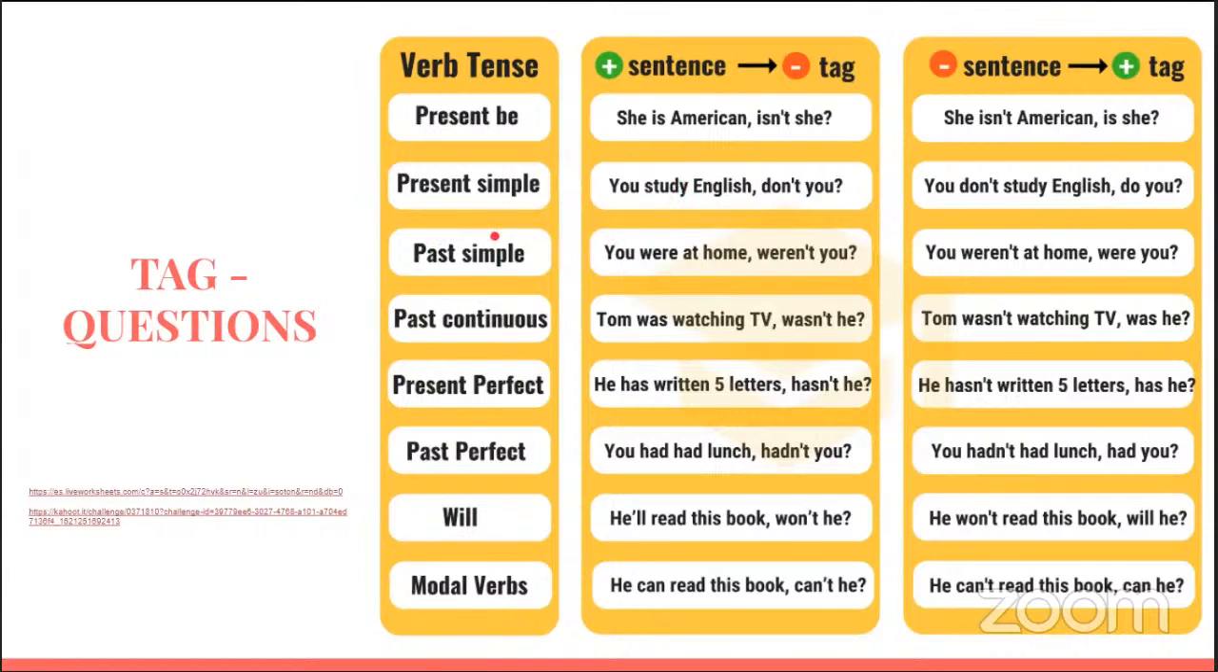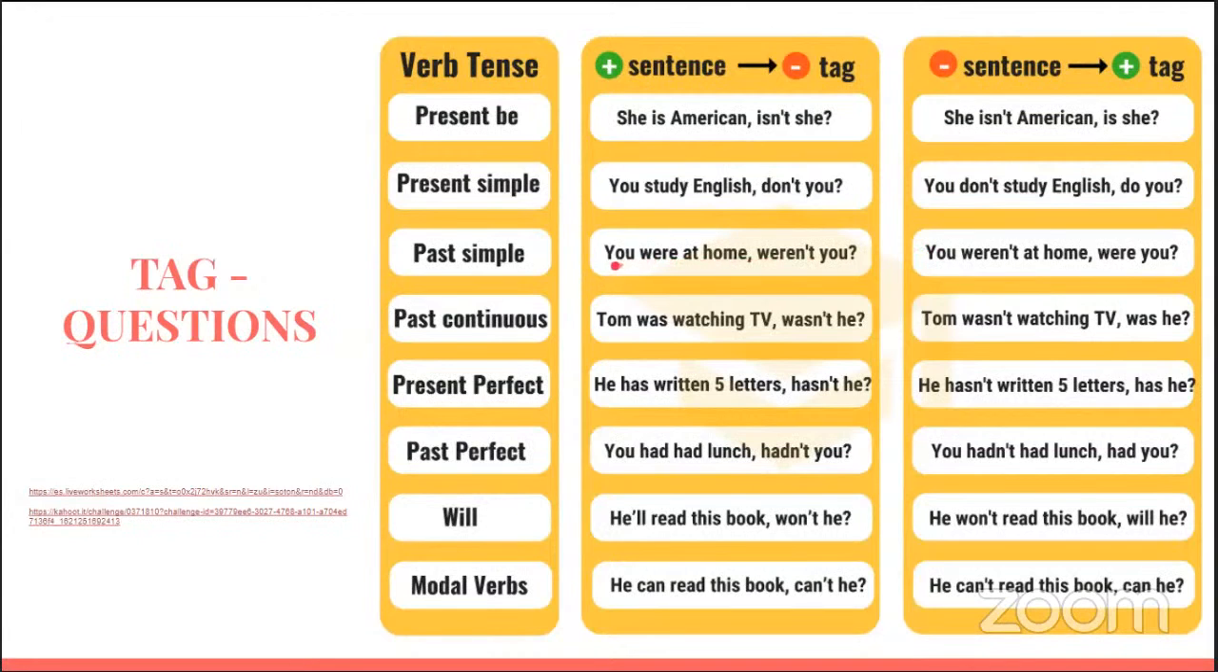Here, past simple. And as you know, with past simple, we have two. We have the past simple with the verb to be, was and were. And we have the past simple with auxiliaries, did. And here we have an example with was and were. Please, can you read this example? You were at home, weren't you? You weren't at home, were you?